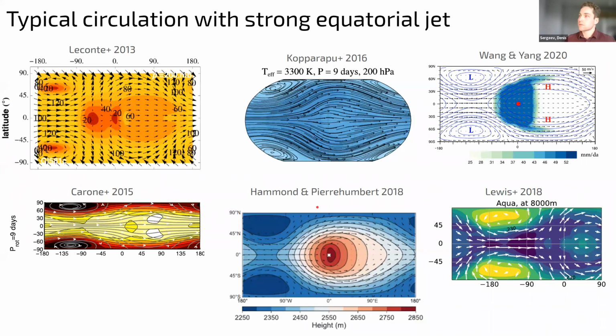And this kind of circulation with two Rossby lobes to the west and equatorial Kelvin wave-like structure to the east of the substellar point is quite familiar, and it has been studied extensively over the past decade and more in papers such as those presented in this slide. And I'm sure this picture is familiar to a lot of you.